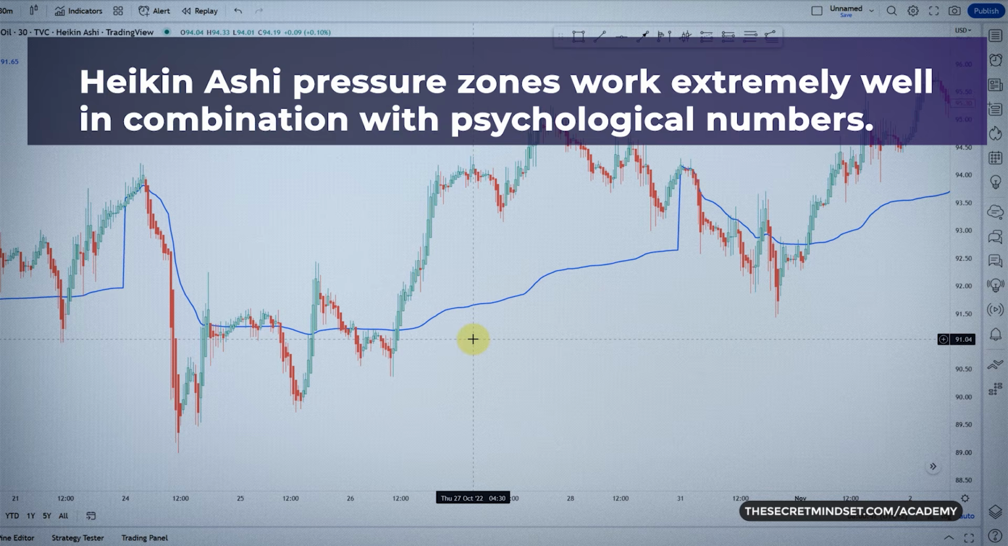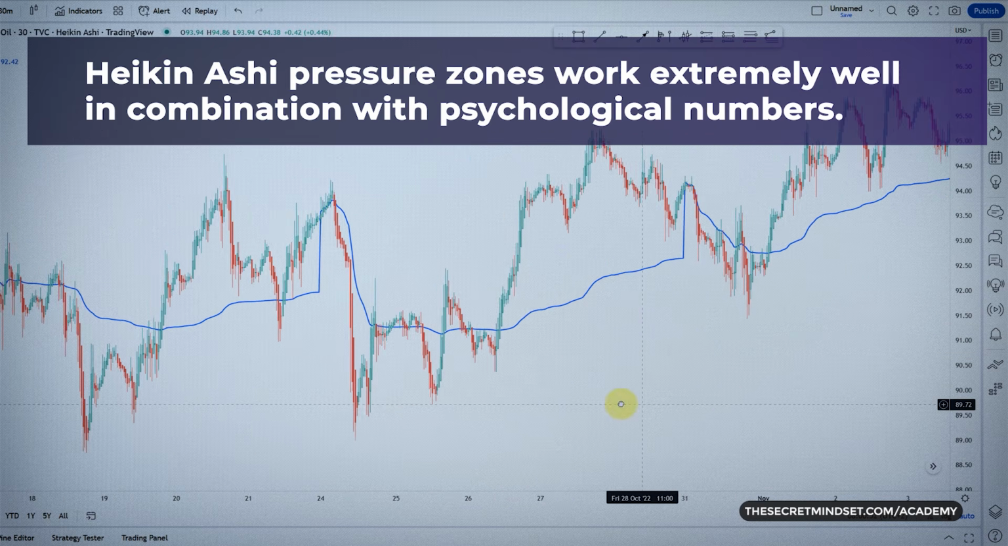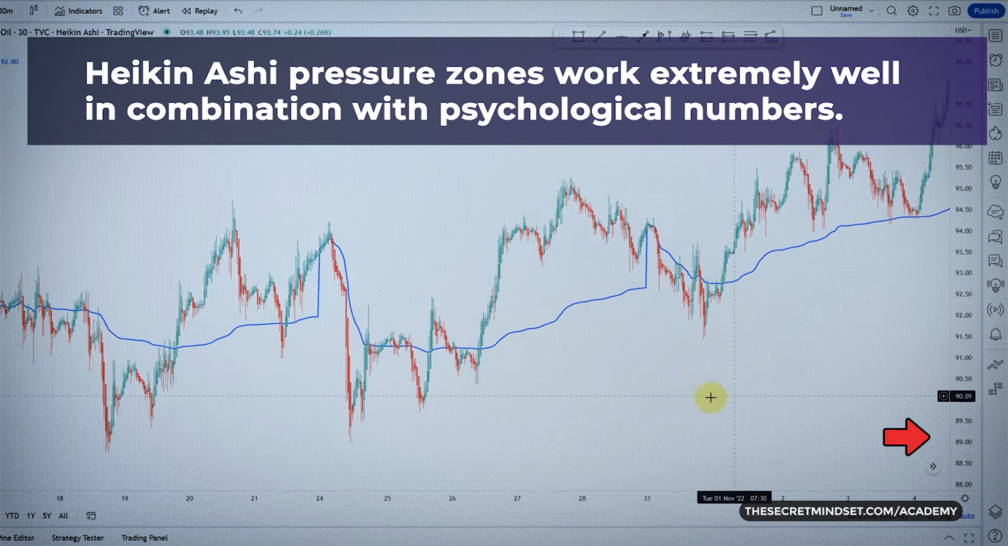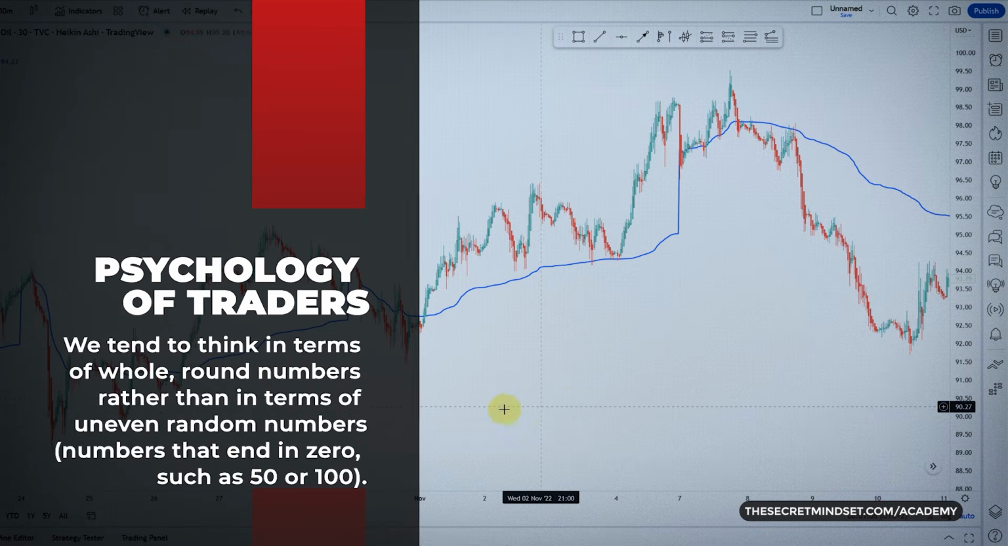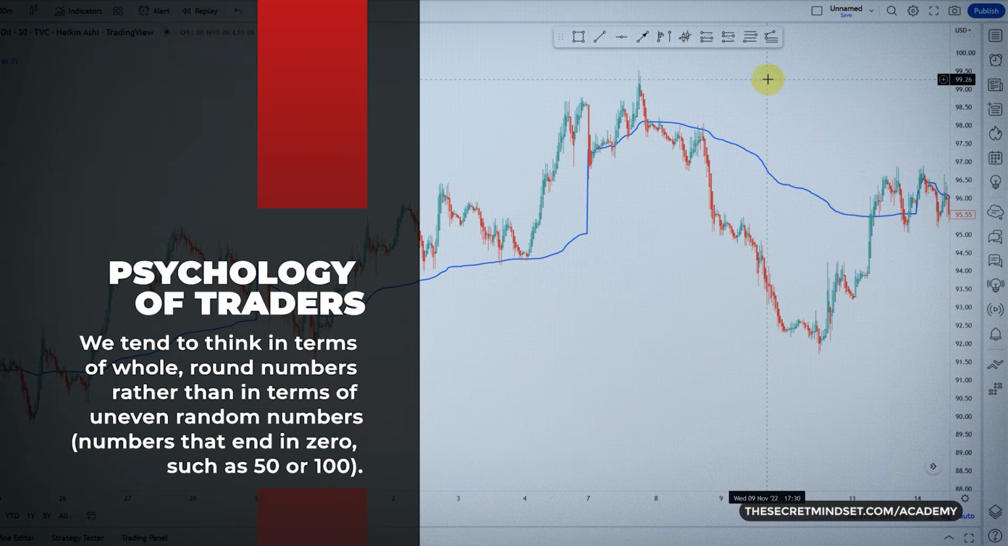Heiken-Ashi pressure zones work extremely well in combination with psychological numbers. Have you ever wondered why prices tend to stall at certain levels in the market? Is this just a coincidence, or is there a valid reason behind this happening? As humans, we tend to think in terms of whole, round numbers rather than in terms of uneven, random numbers.